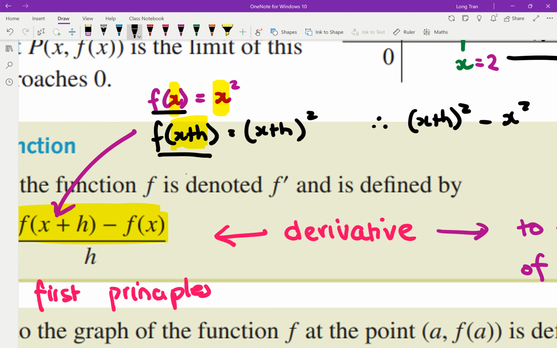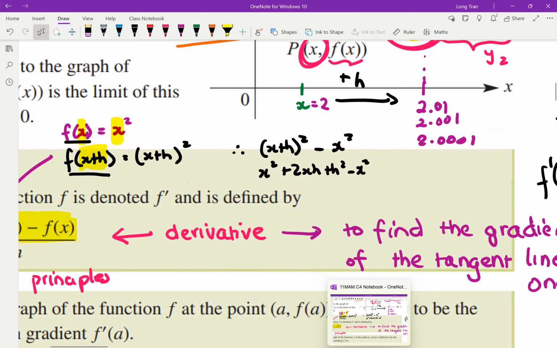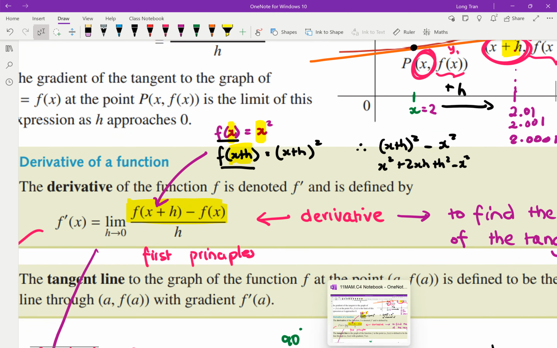But we know that we have to expand the brackets. If you expand the brackets, it becomes x squared plus 2xh plus h squared minus x squared. And you can see you can't cancel out that h. So that's why what you're asking is actually a really good question. Most students do think that just cancels out, and it's not. Depending on what function you get, you're substituting x plus h in to replace that x. And this is where it gets tricky.